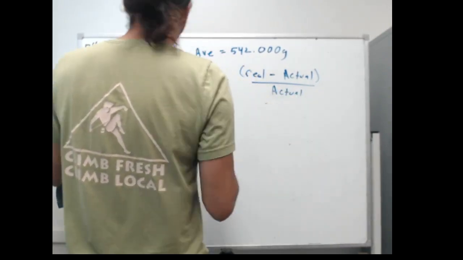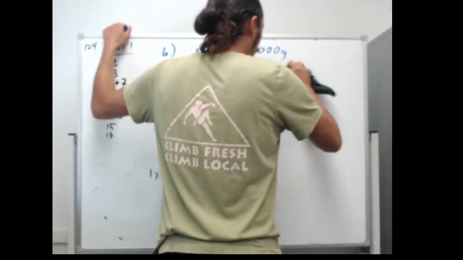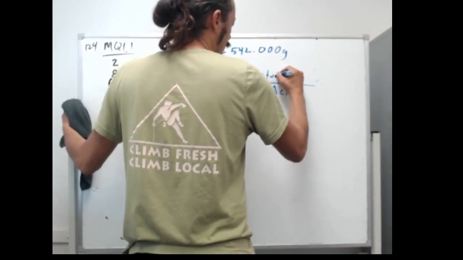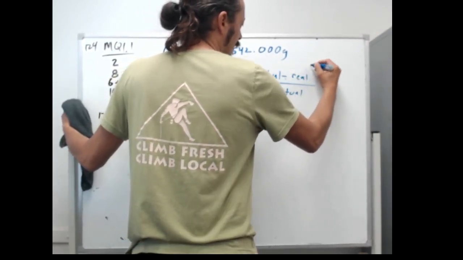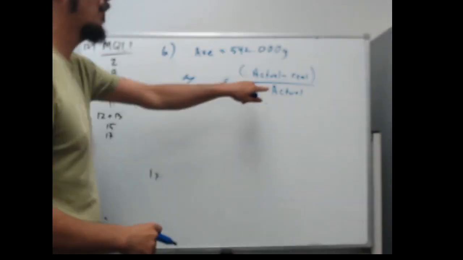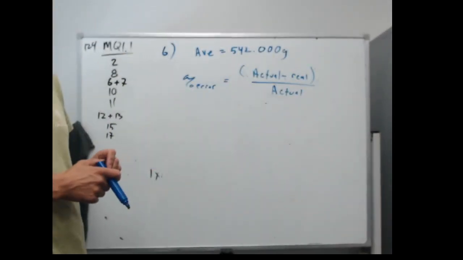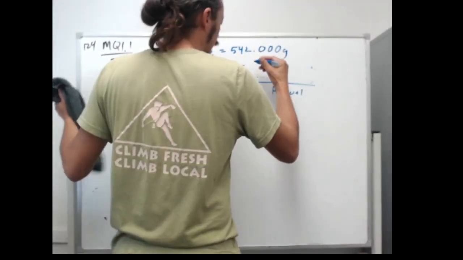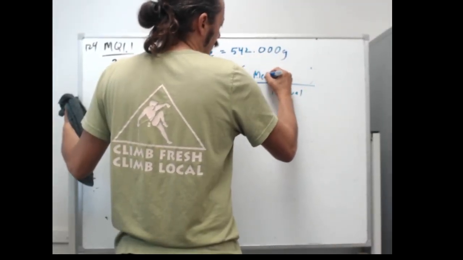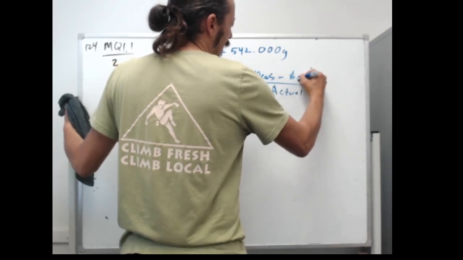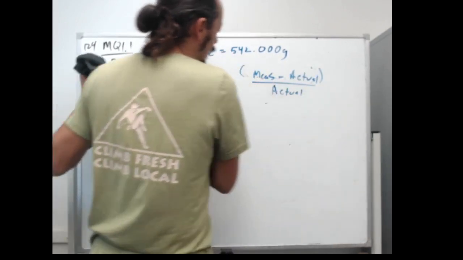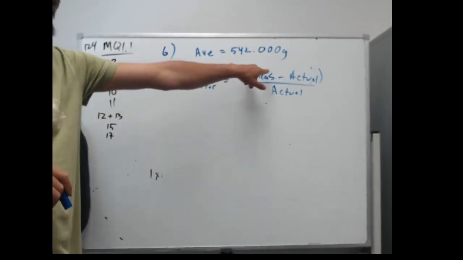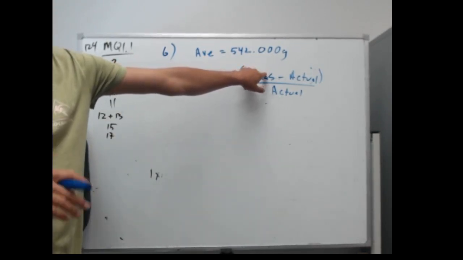I'm trying to remember some problem someplace. Right, so this gets us how far from the actual value we are off. No, it's measured minus actual. I need to flip that back. Or measured minus actual. Right? So this gets us how far off we are.